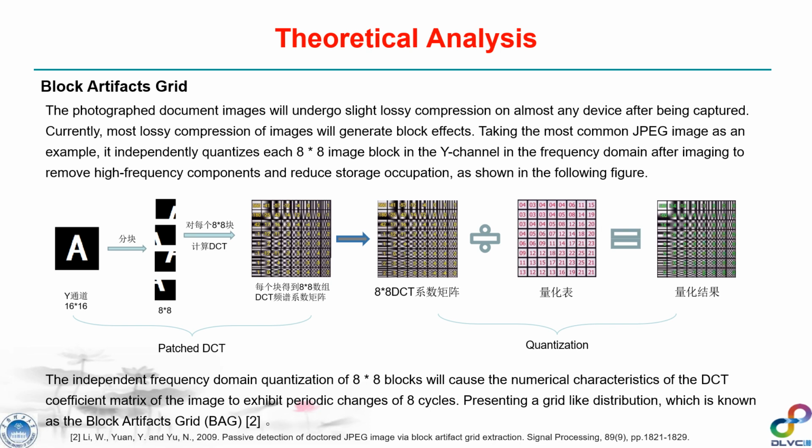Taking the most common JPEG image as an example, it independently quantizes each image block in the Y channel in the frequency domain after imaging to remove high-frequency components and reduce storage occupation, as shown in the following figure. The independent frequency domain quantization of blocks will cause the numerical characteristics of the DCT coefficient matrix of the image to exhibit periodic changes of 8 cycles, presenting a grid-like distribution, which is known as the block artifacts grid.